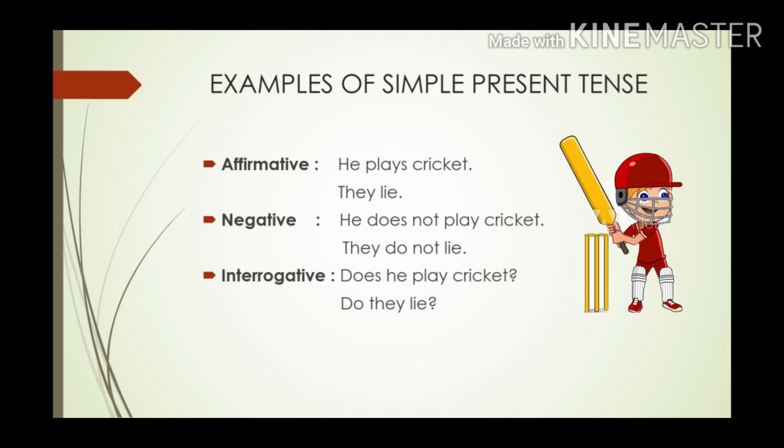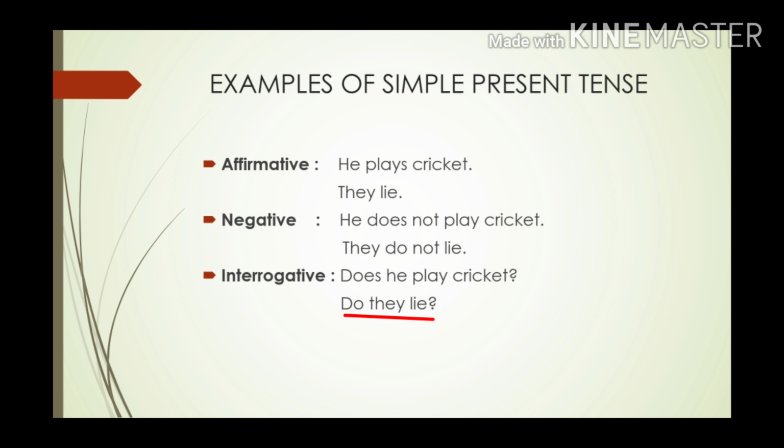And now, the sentences which are in interrogative forms, like does he play cricket? Here we will put the verb at first and the verb will be according to the subject. So it will become does he play cricket? One more example. Do they lie? Again, we will put the verb at the starting of the sentence and the verb will be according to the subject. Then it will become do they lie? So these were the examples of simple present tense.